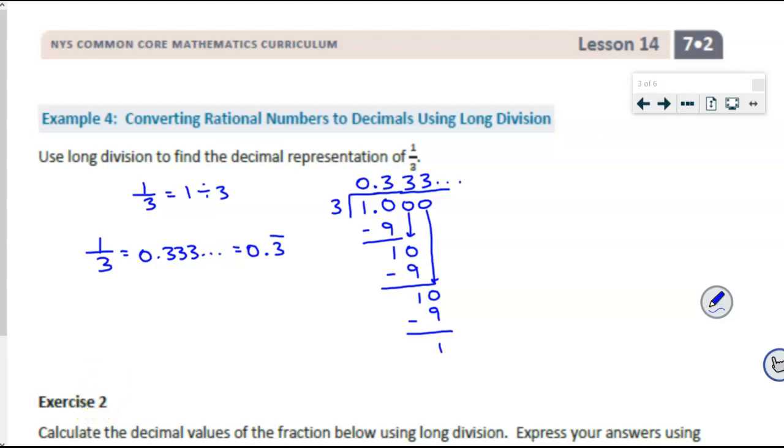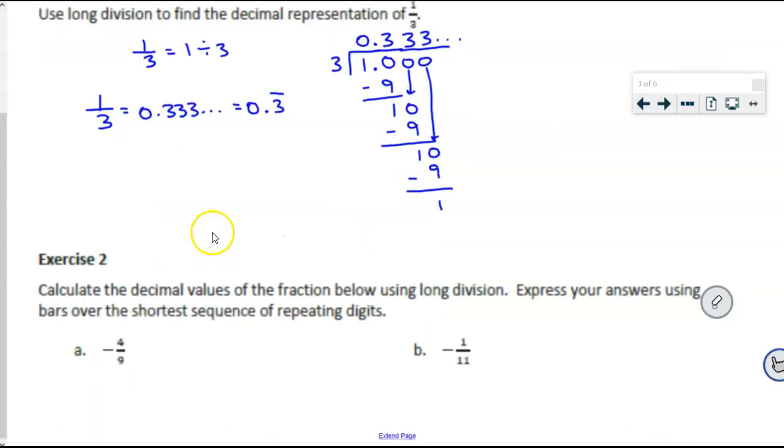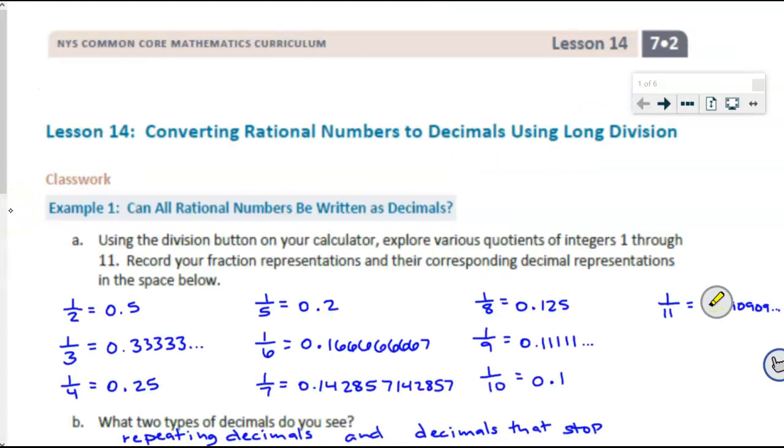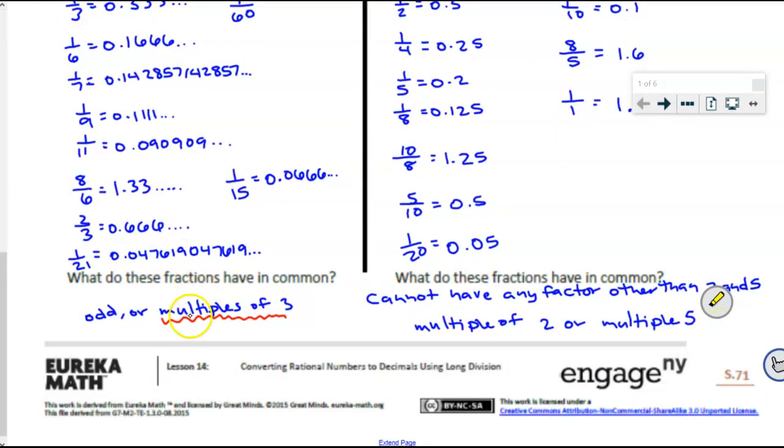Okay? So I want you to practice this with exercise 2. On both parts A and B, you're going to see that they are repeating decimals. Let's figure out why. What are the factors of the denominator? What are the factors of 9? 3 and 3. What did we learn? If it's a multiple of 3, it's going to be repeating.